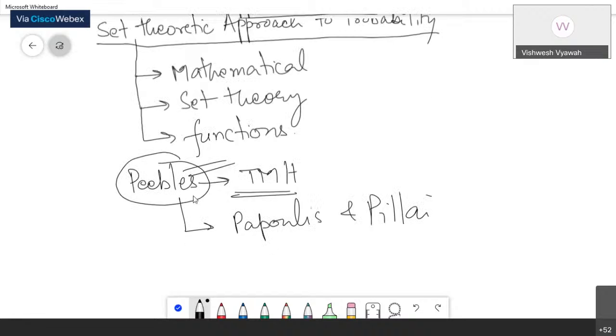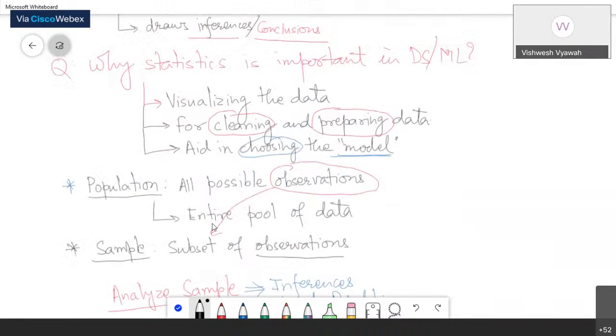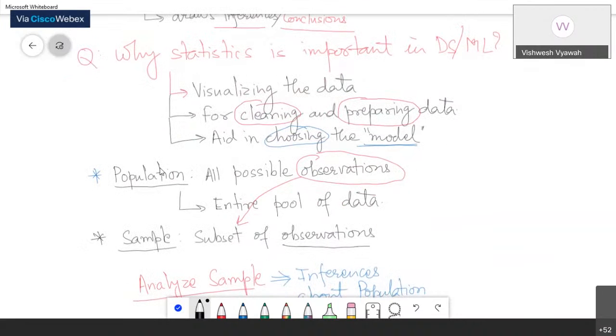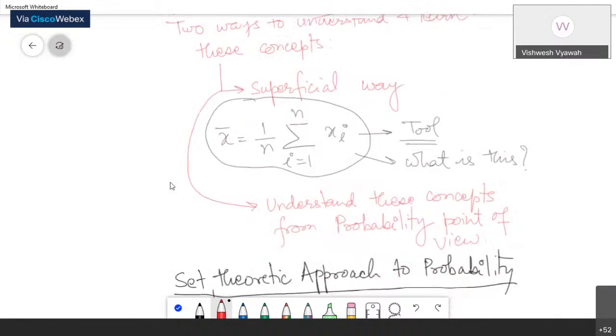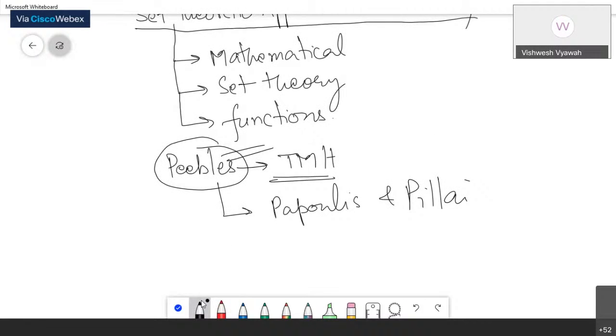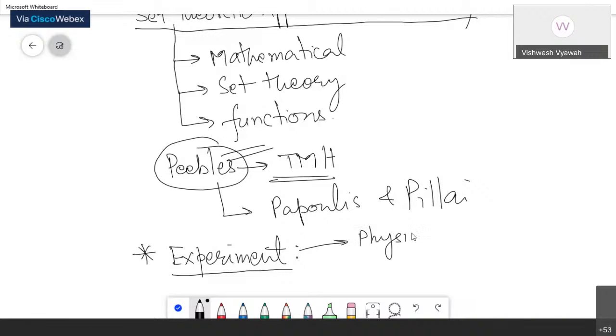I'll move ahead. While talking about statistics, we introduce these two very important terms: population and sample. These are nothing but the data. Now we are going in depth and we are going to talk about the process which generates this data. The first thing that I'm going to define is an experiment. We will move slightly slowly, but we'll try to understand each and every concept. Experiment: it may be a physical experiment, it may be a hypothetical experiment.